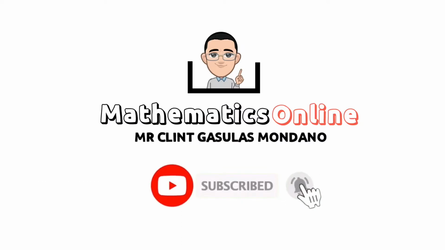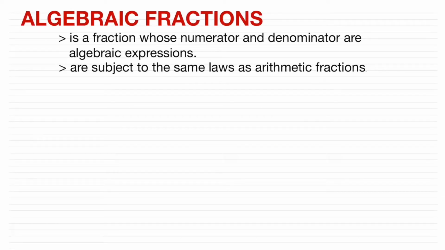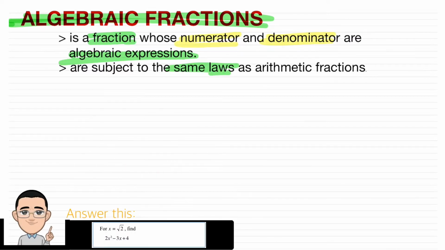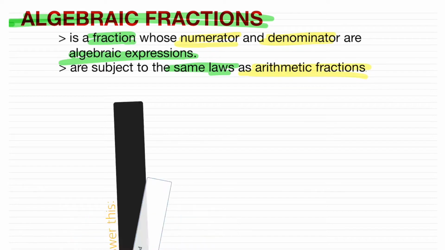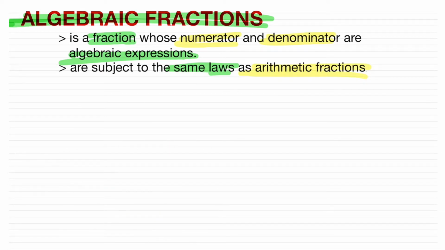Mathematics Online. Today you will be learning about algebraic fractions. So what is an algebraic fraction? Algebraic fractions are fractions whose numerator and denominator are algebraic expressions. And remember, guys, we already studied fractions before, so the same rules apply when you simplify algebraic expressions. We use the same laws that we use in arithmetic or numeric fractions.